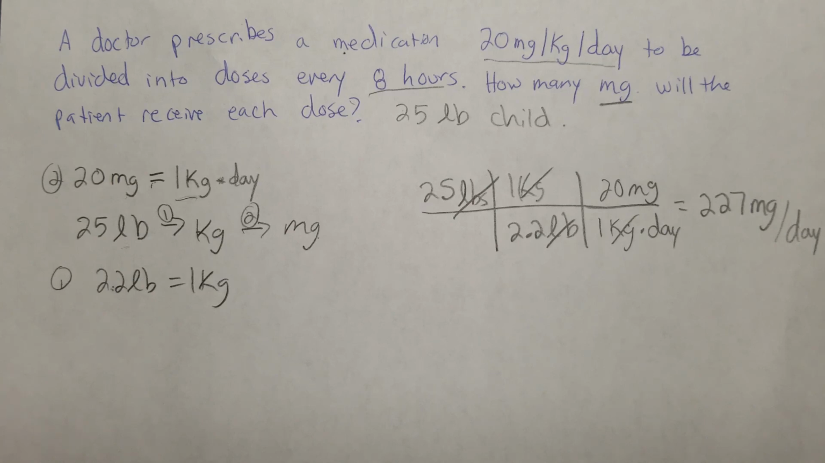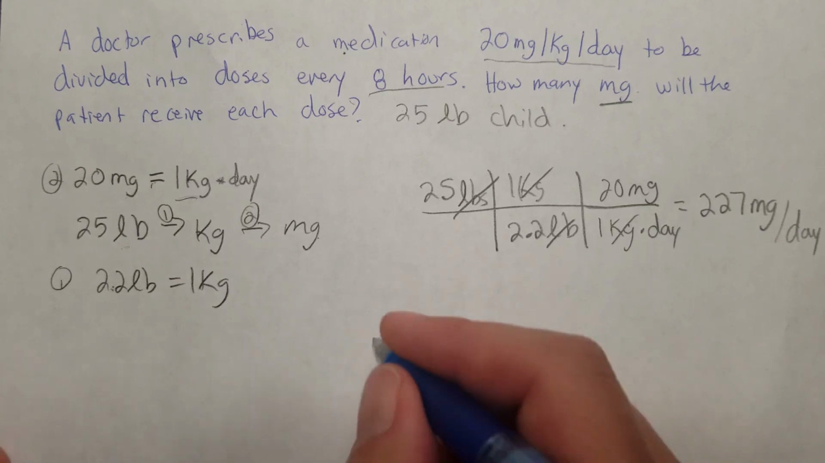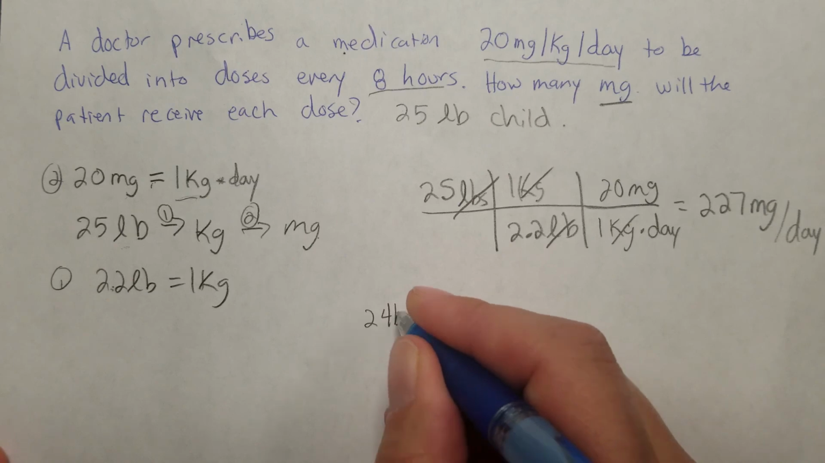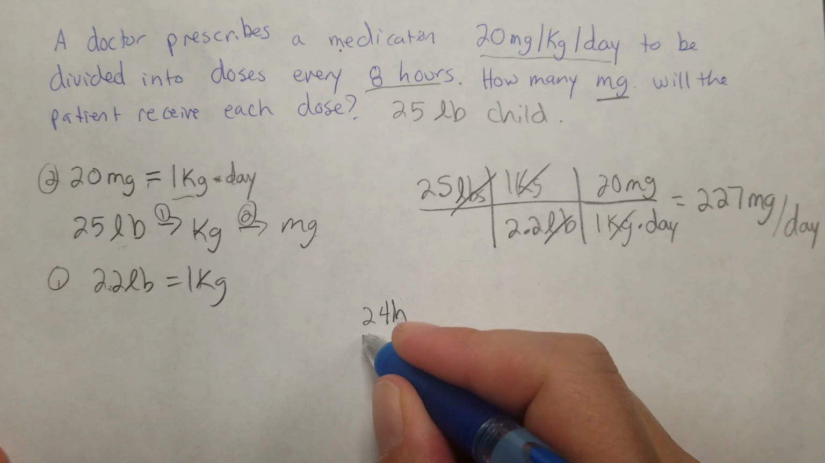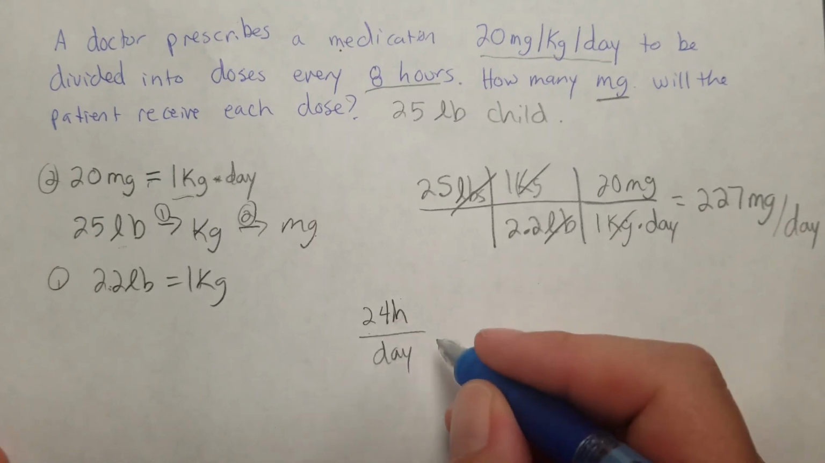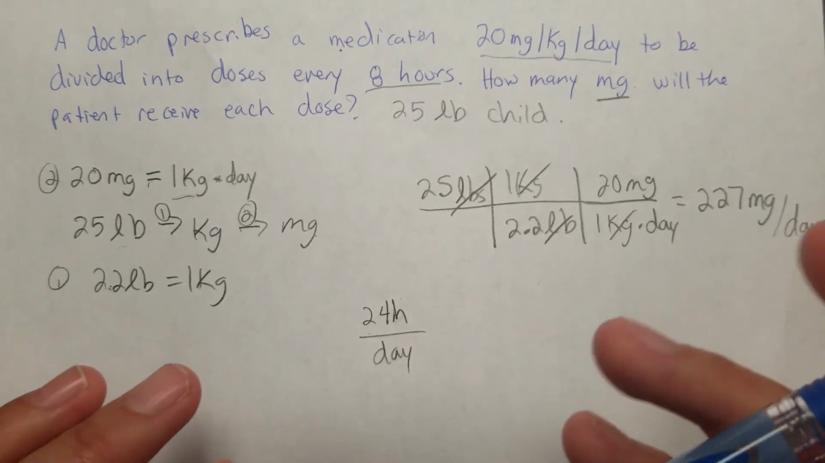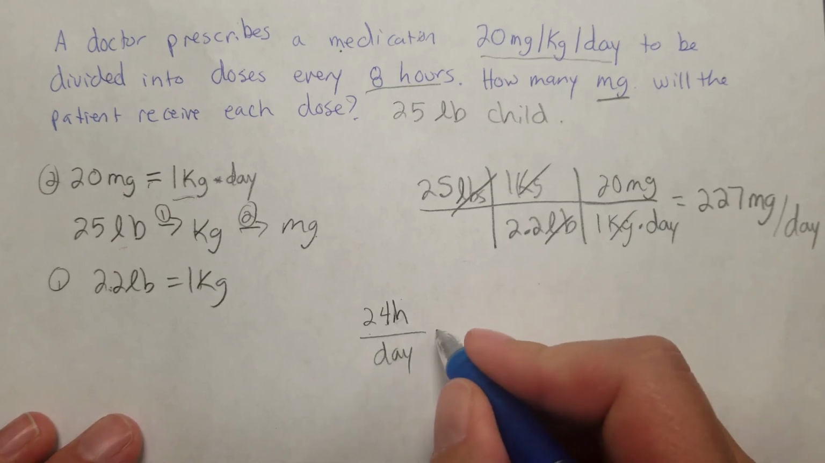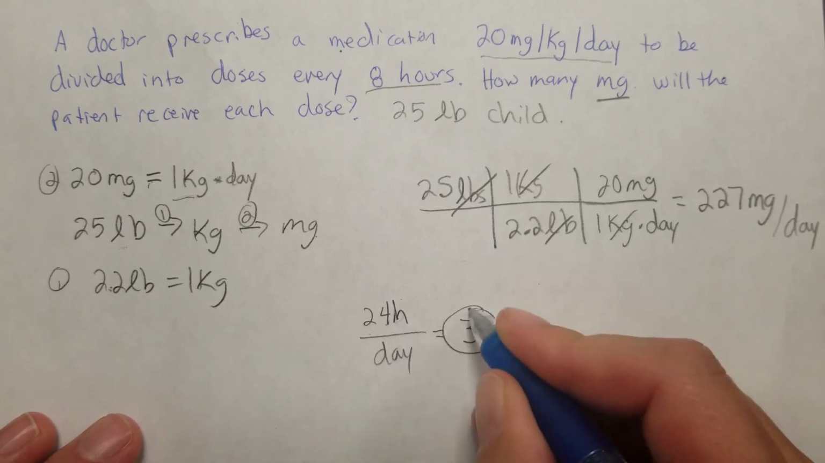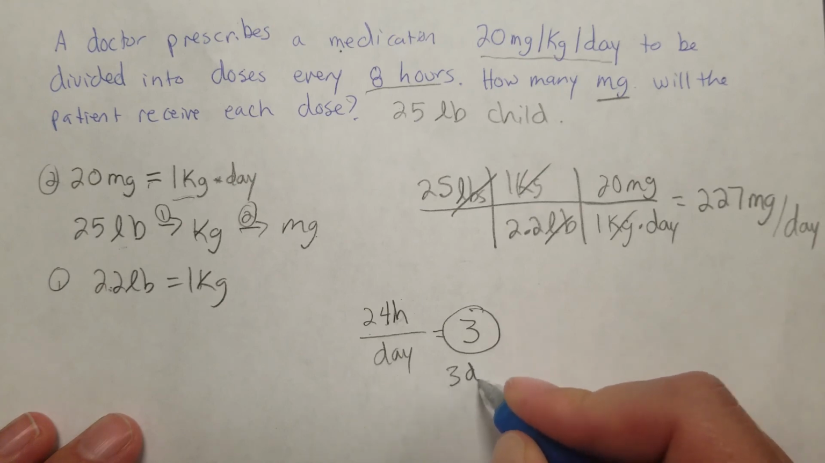So, how much do you think we should give the child every 8 hours? Let's think about this. There are 24 hours in a day. So if you divide 24 hours in a day by 8, why am I dividing it by 8? Because I want to know how many doses to give the child total. So 24 hours in a day, if I divide it by 8, what I get is 3. What does this 3 represent? That means I need 3 doses to give the child.